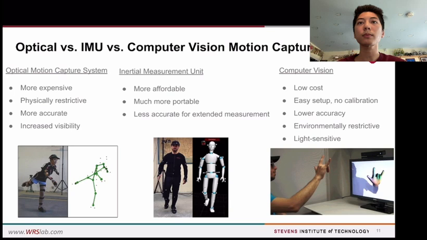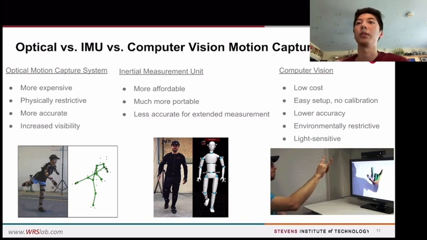IMUs, on the other hand, are much more affordable and much more portable, but the data is slightly less accurate for extended periods of time, and you don't get absolute positioning relative to the environment. These IMUs are just a suit, so they can be taken anywhere, which kind of opens the door, especially for entertainment. Now, computer vision comes at a low cost and is easy to set up.